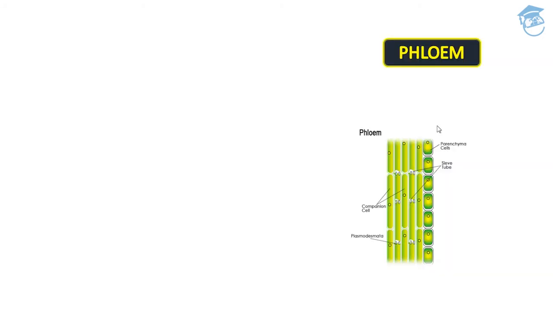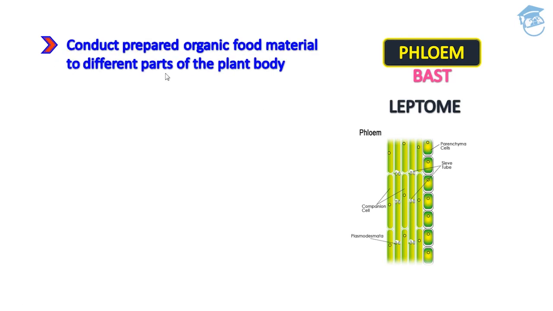Phloem is also called bast or leptome. I repeat, phloem is also called bast tissue in plants that conducts food made in the leaves to all other parts of a plant body. Phloem is composed of various specialized cells. I just taught you: sieve tube, companion cell, phloem fiber, and phloem parenchyma. It conducts prepared organic food material to different parts of a plant body.